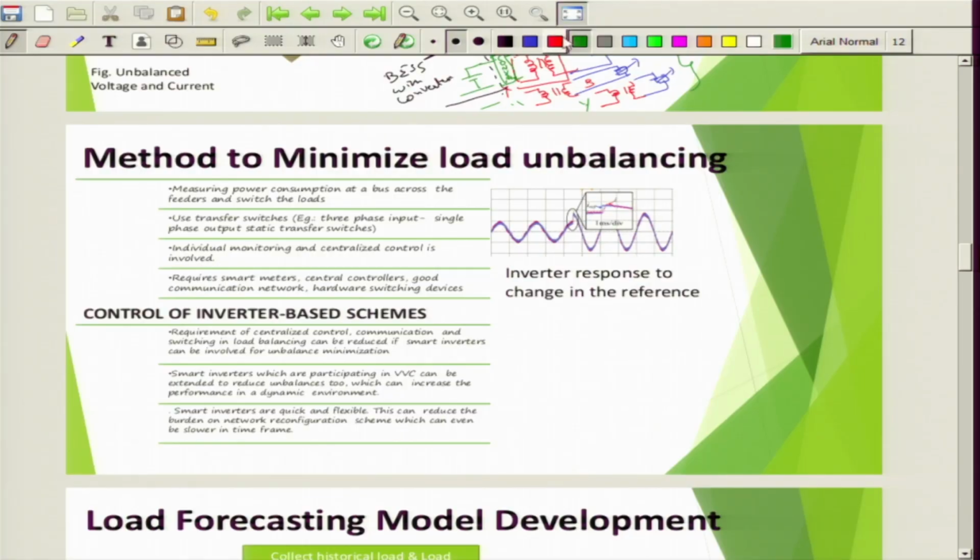So there are other methods: measuring power consumption at a bus across the feeders and switching the loads. Use transformer switches, for example 3-phase inputs, single phase output, static transfer switches. Individual monitoring and centralized control is involved. It requires smart meters, central controllers, a good communication network, and hardware switching devices.